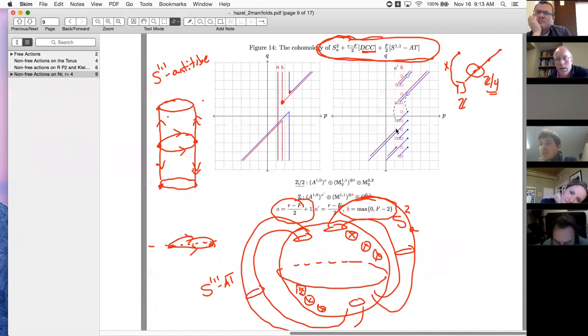Okay, any other questions about these pictures? Again, I'm not expecting anybody to absorb much about these calculations other than the general flavor of what the answers you're getting look like.